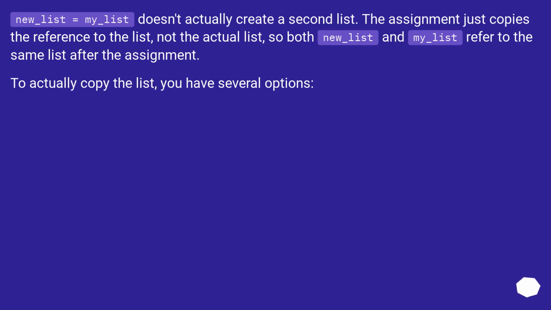new_list = my_list doesn't actually create a second list. The assignment just copies the reference to the list, not the actual list, so both new_list and my_list refer to the same list after the assignment. To actually copy the list, you have several options.